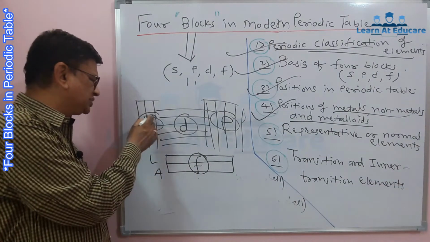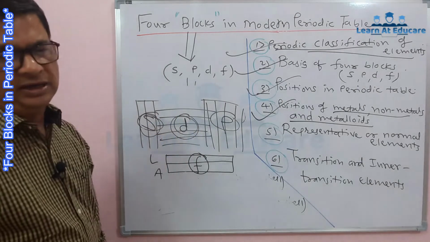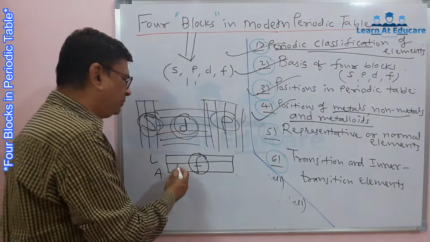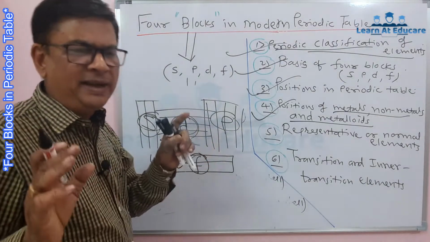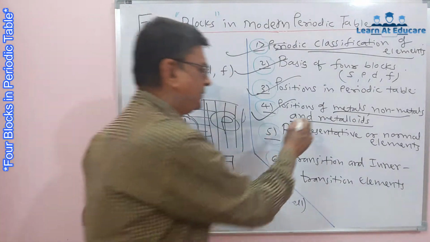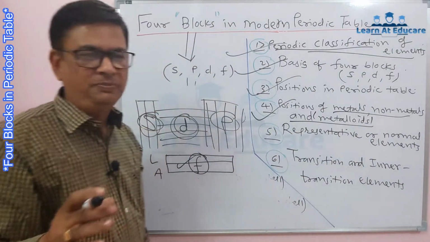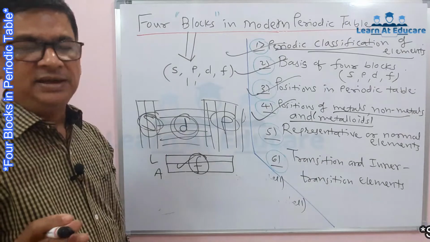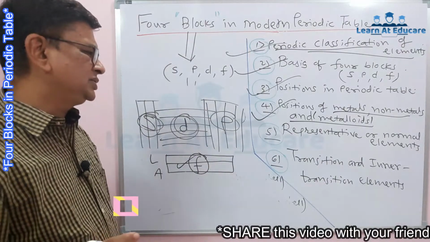Then the positions of metals, non-metals and metalloids in the periodic table. S block elements, all of them are metals. D block elements also, all of them are metals. And F block also, all are metals. P block elements are mostly non-metallic. Some of them are metalloids. Metalloids are those that show properties of both metals and non-metals. And very few at the bottom there are metals also.